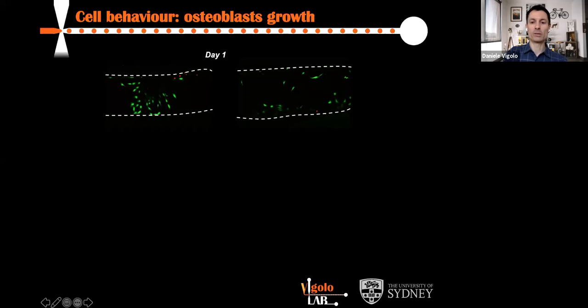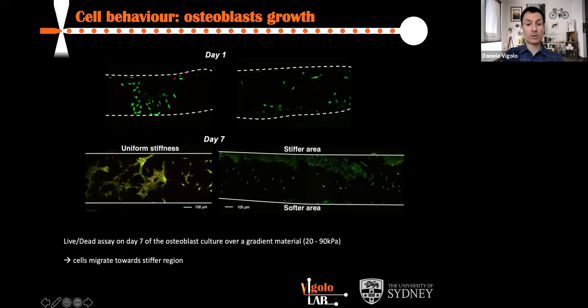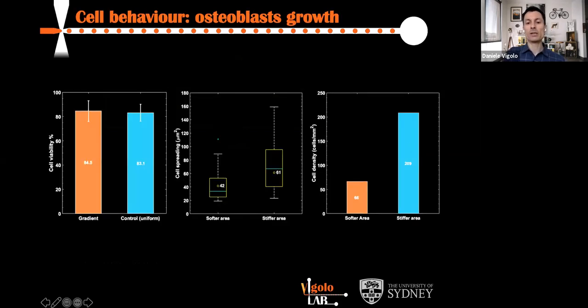So this is the picture of the live and dead assay. So in day 1, as I mentioned, very low concentration of cells, but after 7 days, you can clearly see that in a uniform substrate, the cells are spreading everywhere in a more or less uniform fashion, whereas in the stiffness gradient material, we have clearly a preferential direction where cells move towards the stiffer area. Now, we can quantify that, and we know that there is essentially no difference in terms of cell viability, but the large difference is, of course, in the preferential direction where cells tend to accumulate, and so towards the stiffer area, which is, again, expected considering that these are osteoblasts.